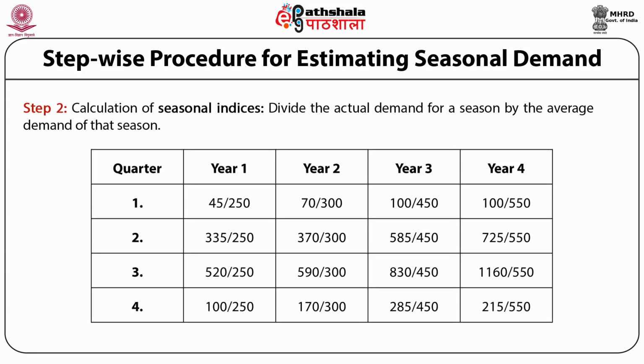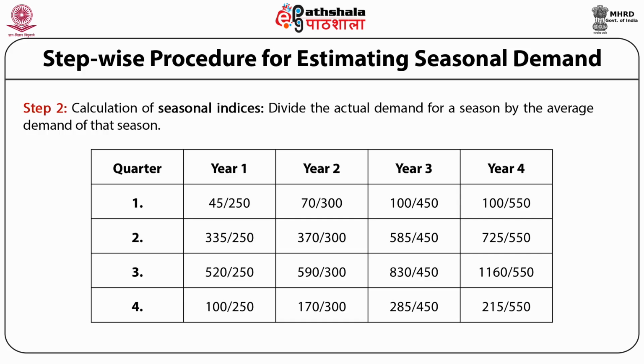Step 2 in the method of seasonal forecasting would be calculation of seasonal indices, which is done by dividing the actual demand for a season by the average demand of that season. It has been shown in the following table. For quarter 1 in year 1, it would be 45 divided by 250. For the same year, the seasonal index for quarter 2 would be the actual demand, which is 335, divided by the average demand of that season, which is 250.